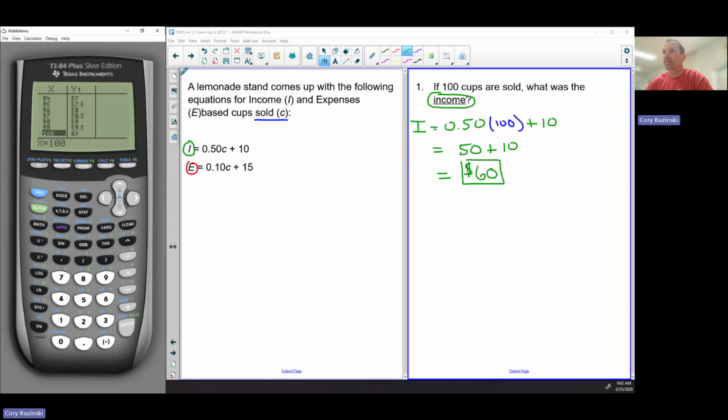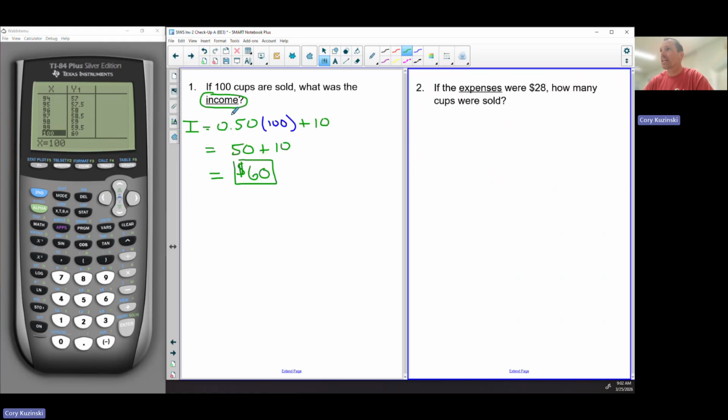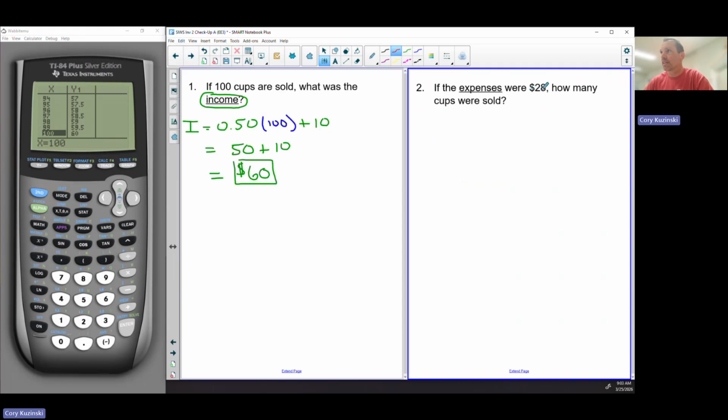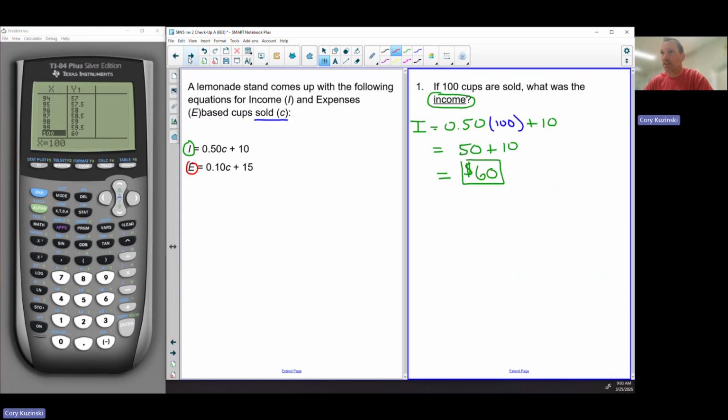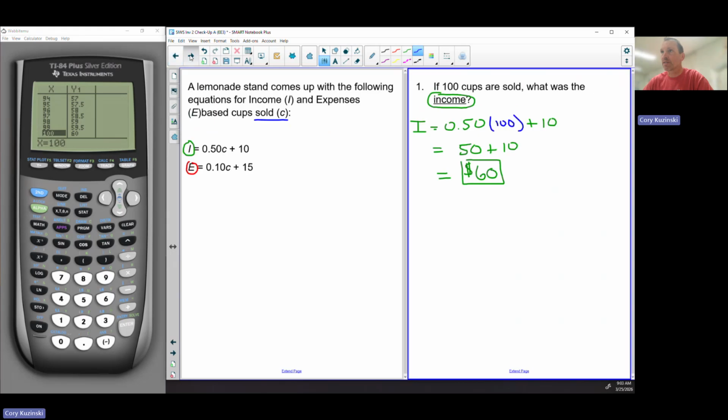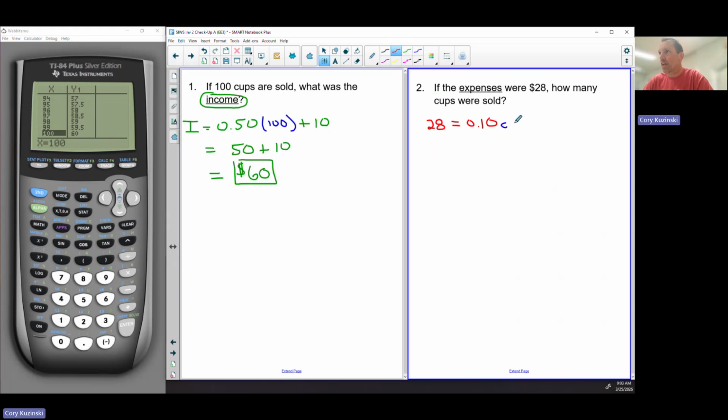All right. Next, if expenses were $28, how many cups were sold? Okay, here's our expense equation, 10 cents per cup plus $15, but the expenses are $28. So 28 is our total expenses equals 10 cents per cup plus $15. Yep, plus 15. So now we're working backwards to solve this equation and see how many cups we sold.